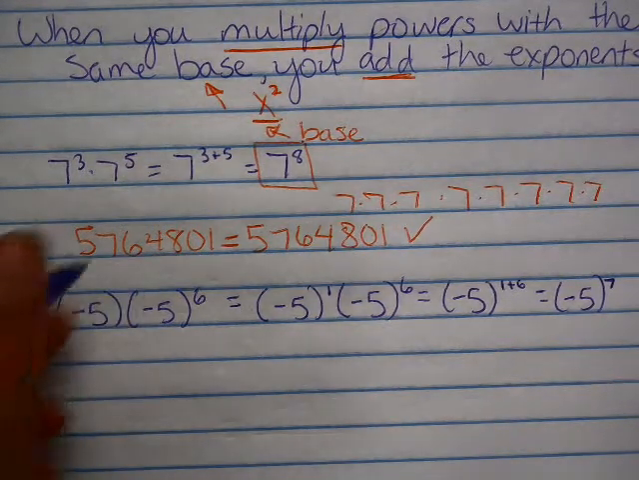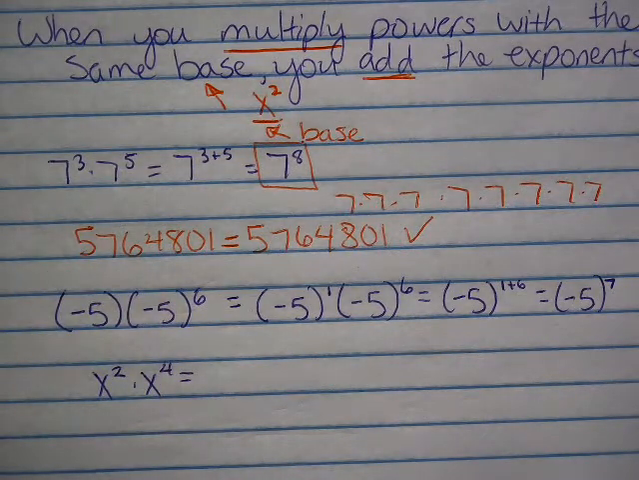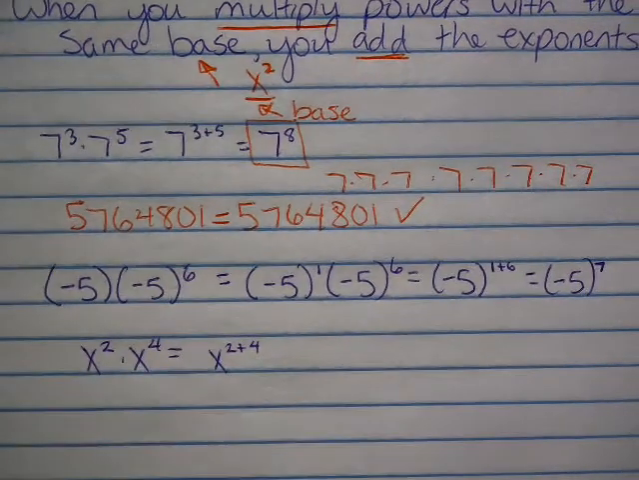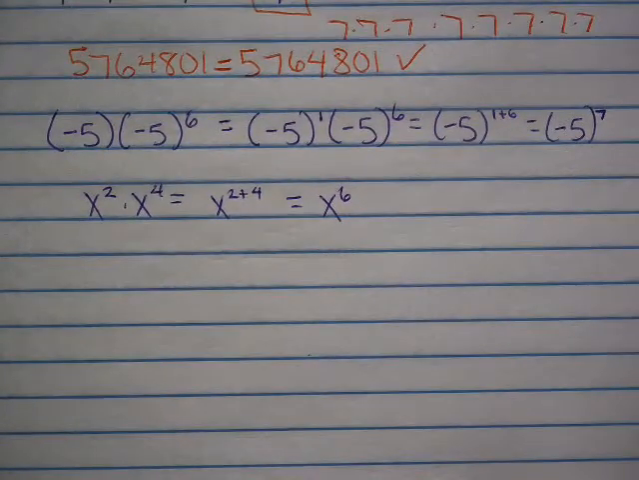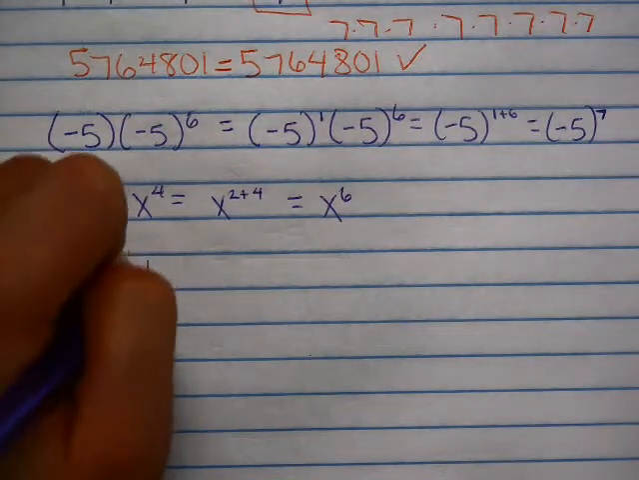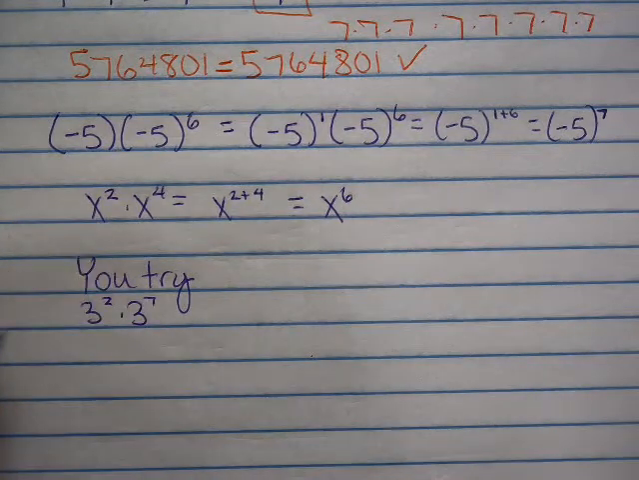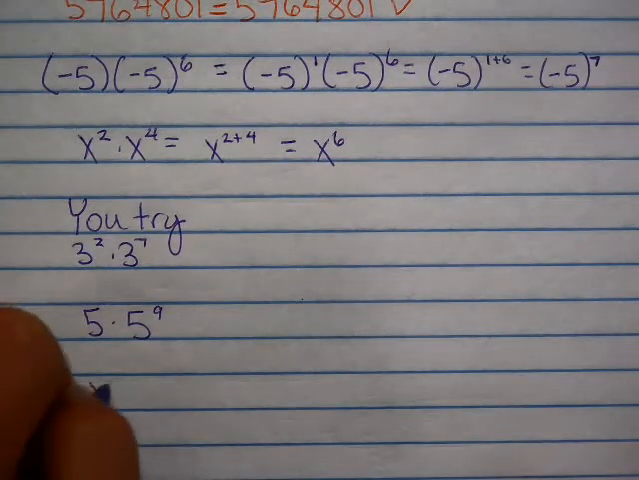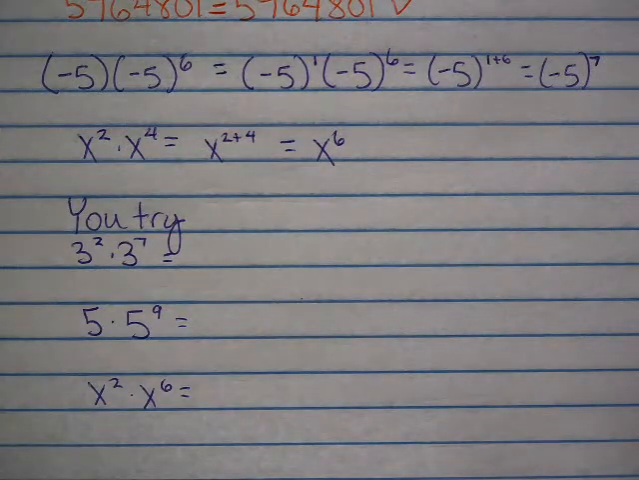Sorry, I wasn't thinking. So x squared times x to the fourth. Last kind of example. I know that's just x to the 2 plus 4, so x to the 6th. I would like you to pause and try 3 more. You try. I have 3 squared times 3 to the 7th, 5 times 5 to the 9th, and x squared times x to the 6th. If you can pause, we'll go from there.